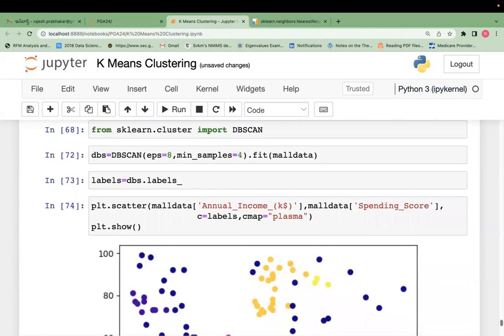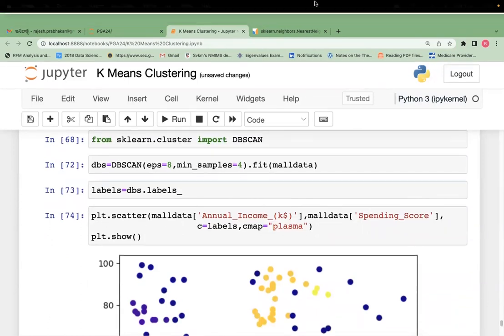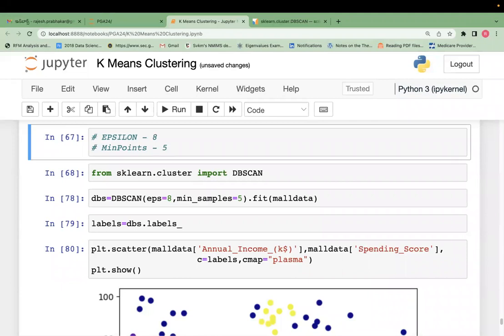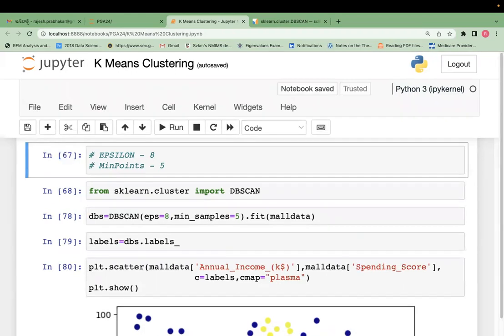We have to specify epsilon and min points. I think automatic default values are there: min samples is 5, eps is 0.5. Min points is number of dimensions into 2. But if you take that, it's not giving us the clusters. All of them are treated as noise. So I have reduced it to 5, which is the default. This is small data, isn't it? That's why it is not fitting. DBSCAN is used on large-scale data. It needs very large data, more than 10,000 observations with a minimum of 20 to 30 variables.